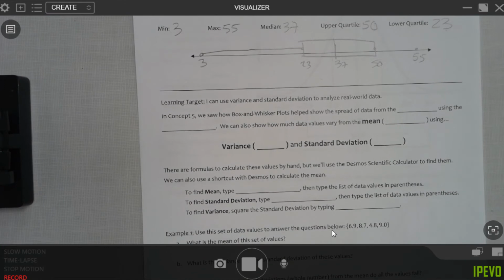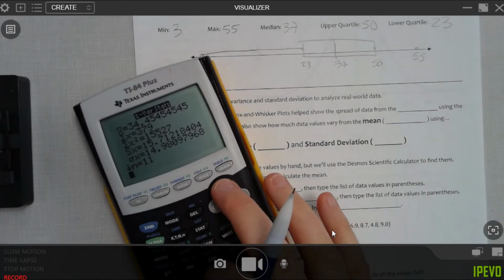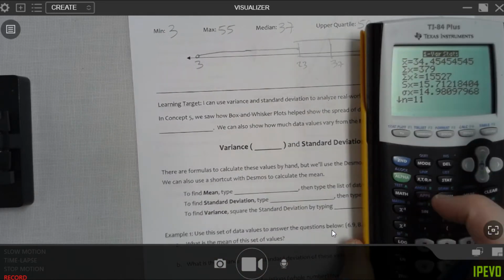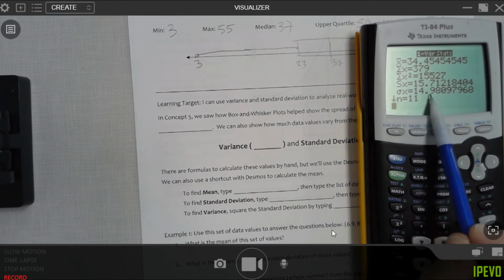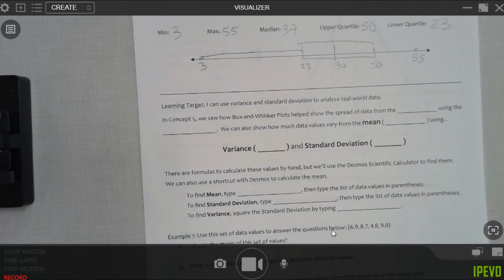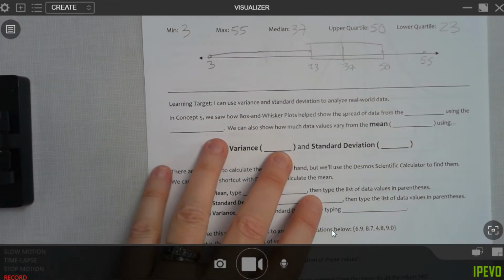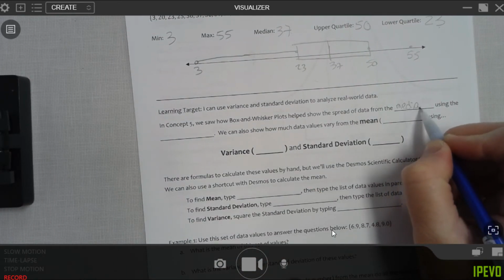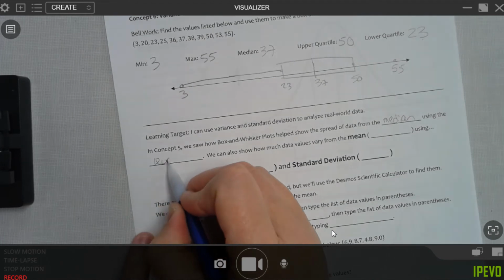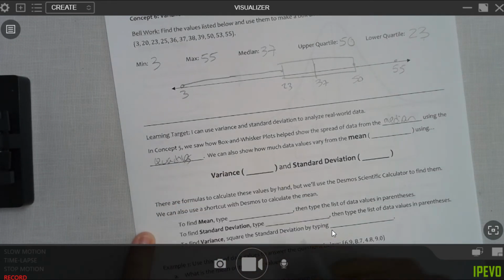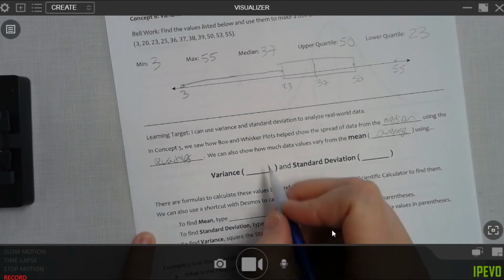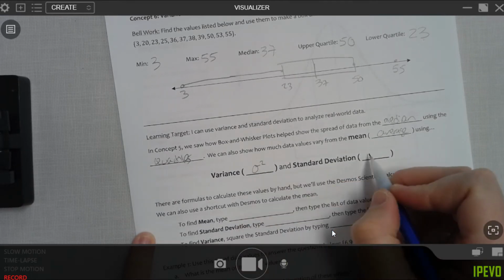And so today we're going to talk about standard deviation and real world applications. And right here, this answer on your calculator, the 14.98, is your standard deviation. So that is the answer when we say what's your standard deviation. It's that number right there, 14.98. So box and whiskers help us see how spread out the data is using the median and quartiles. We can also do that with a mean, which is averages. And then we're going to be doing variance and standard deviation.